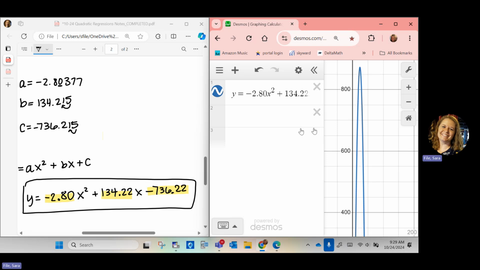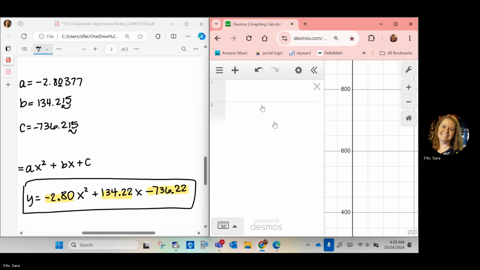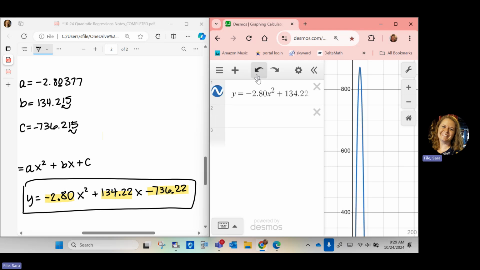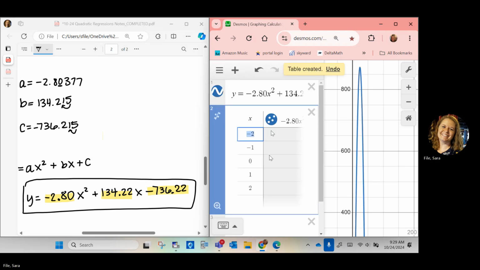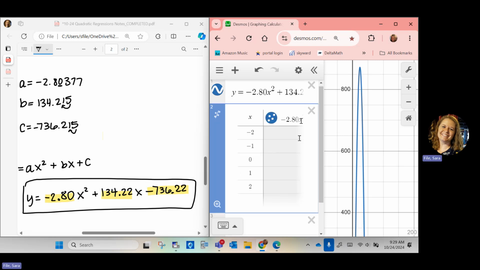Okay, so I've got my data. Oh no, I did not mean to delete that. Undo. Oh, good, it came back. Okay, I can click in here and I can have it create a table. Right, and I've got my equation, I've got my table, and I've got my graph.